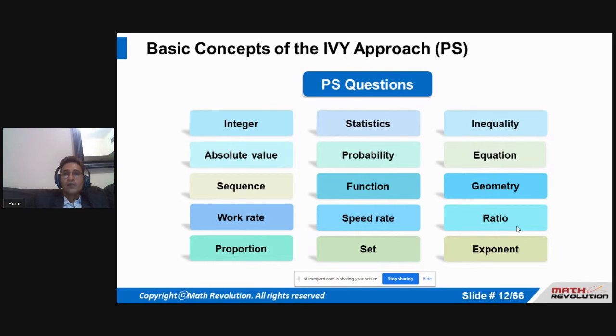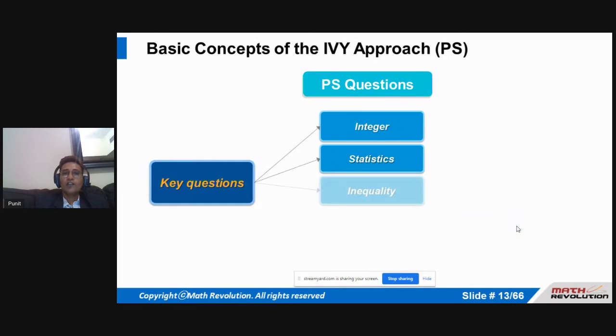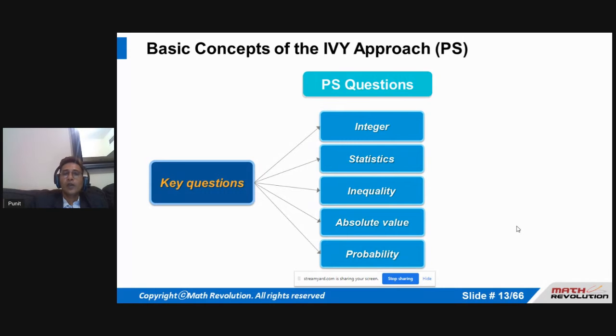Hoping the picture taking has been done by the students. Moving ahead with the same. So key questions, as I told, are all based on integers, statistics, inequalities, absolute values, and probability. And integers are very much finicky, to be honest. So there would be revealed integers, and there would be hidden integers. We need to understand this. If I say 9, it can be written as 3 squared.